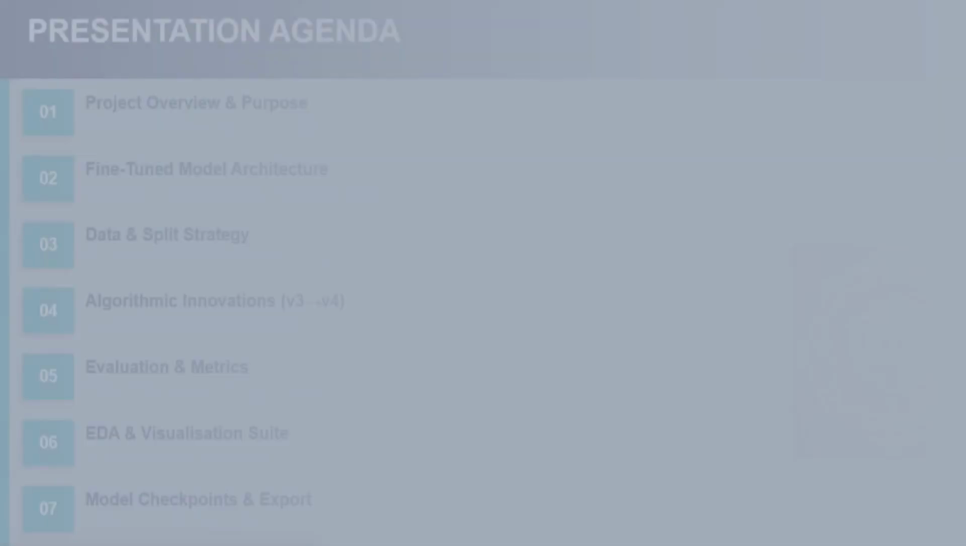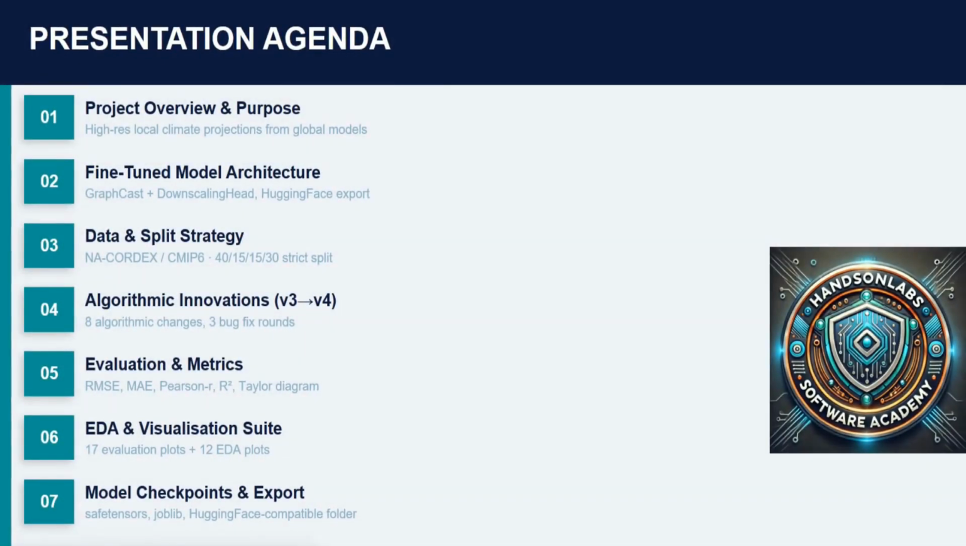All right, so here we have the presentation agenda for this update. You have the project overview and purpose, high-resolution local climate projections from global models. Then the fine-tuned model architecture, which is built on the GraphCast, of course, and a ready downscaling head with Hugging Face export. Then you have the data and split strategy, the NA-CORDEX, CMIP6, and then the split, which is 40, 15, 15, 30.